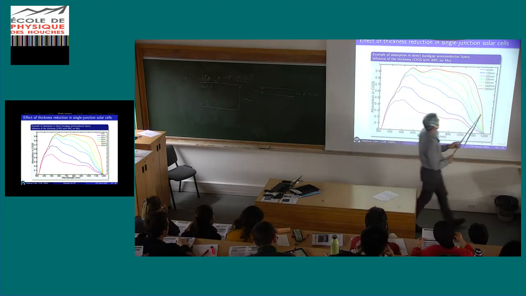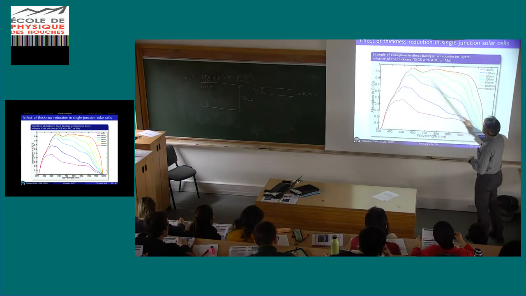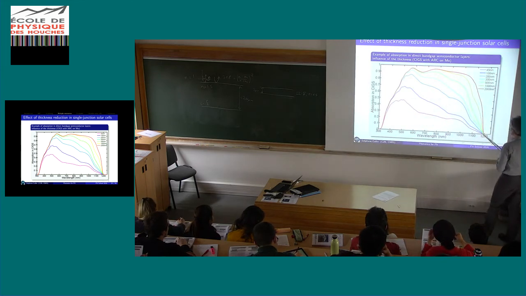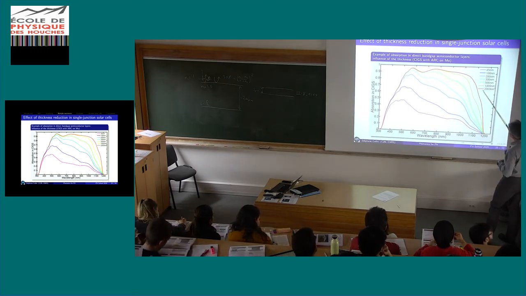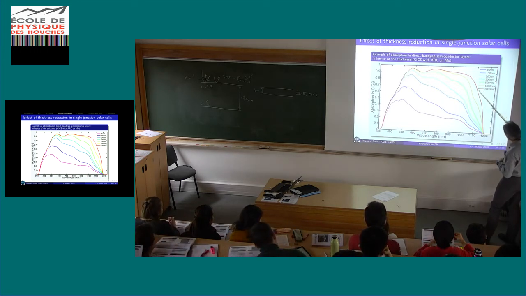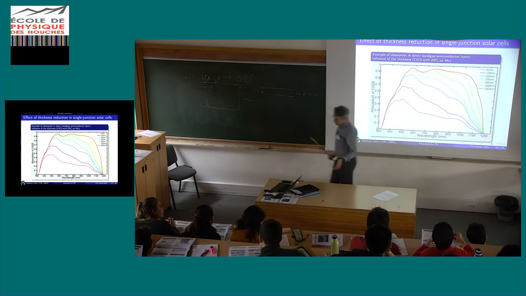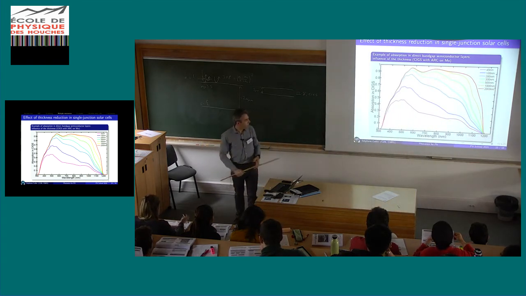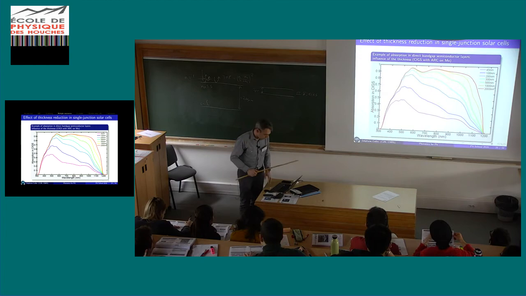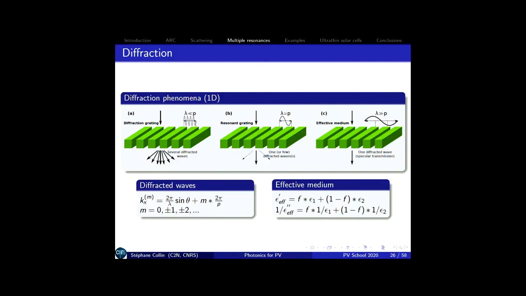If you have 2 microns, you have a nice absorption spectrum and high absorption close to the band gap. If you decrease the thickness, you decrease the absorption, in particular close to the band gap, and for thicknesses down to 500 nanometers, for instance, you see a drop of absorption. In this case, you may want to increase the absorption using light trapping techniques.